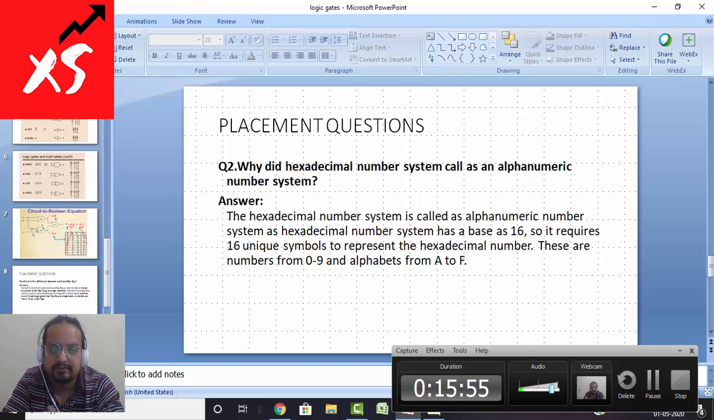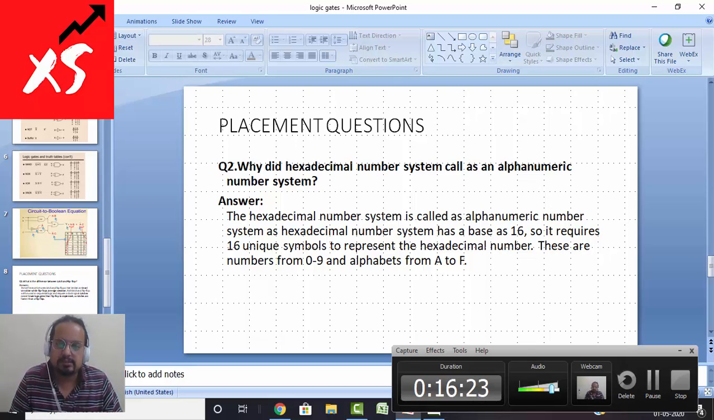All right, next question. Why is the hexadecimal number system called the alphanumeric number system? Right. So we know that these number systems in logic design, binary arithmetic, get formed in powers of two. Like 2 to the power 1 is 2, that is binary; 2 cube is 8, that is octal; 2 to the power 4 is 16, that is alphanumeric, right? So it's called alphanumeric or hexadecimal.